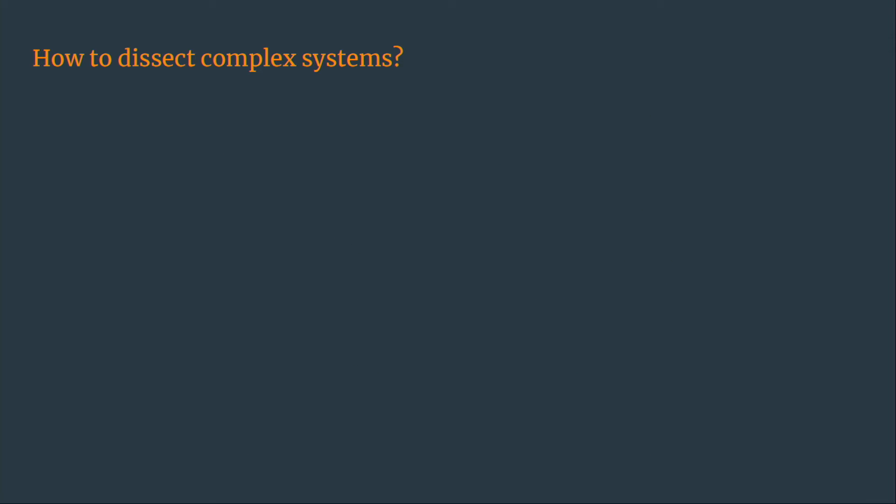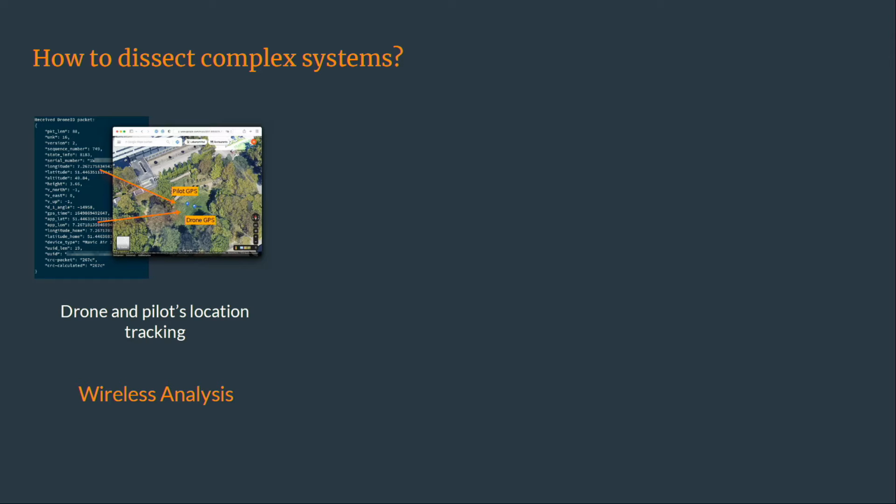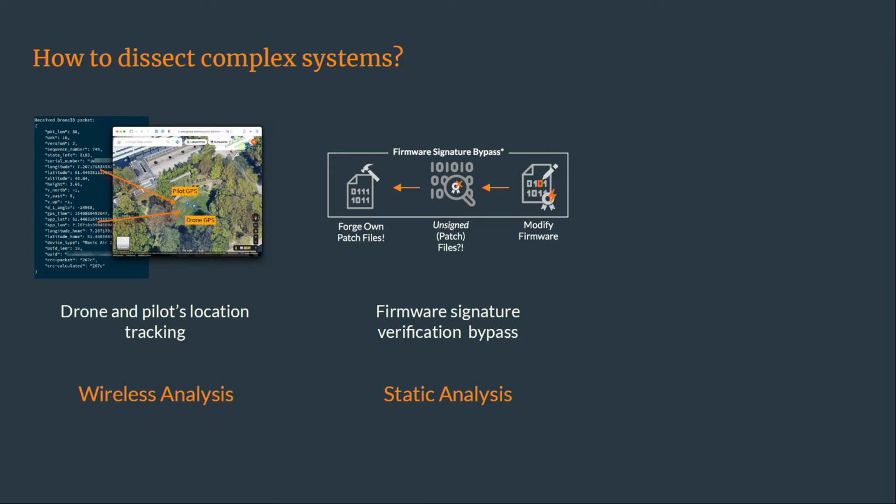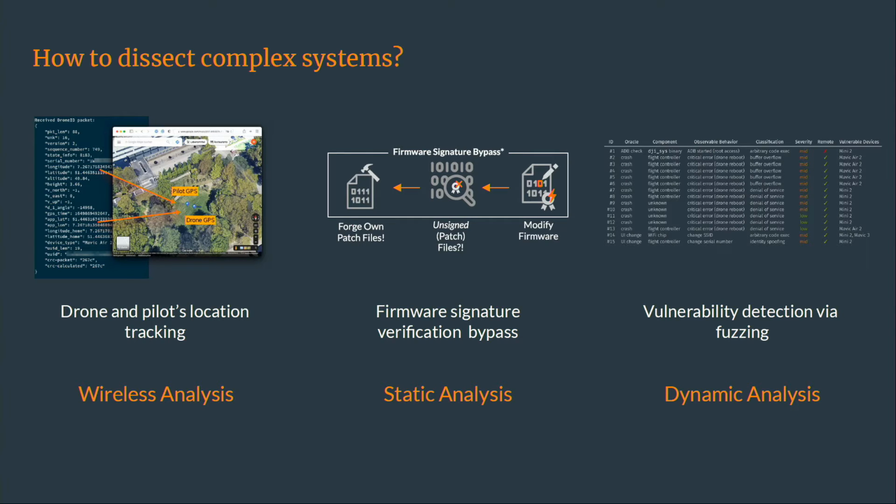Well, I will show you in this talk how to dissect such complex cyber-physical systems. And we will start with the wireless physical layer. So I want to show you how you can analyze the wireless physical layer and how you and your drones are tracked. Furthermore, I want to show you how you can statically analyze the firmware and the hardware of such a drone, and if the firmware signature can be bypassed, for example. And finally, I want to show you how you can dynamically analyze the drones to find vulnerabilities in an automated manner.